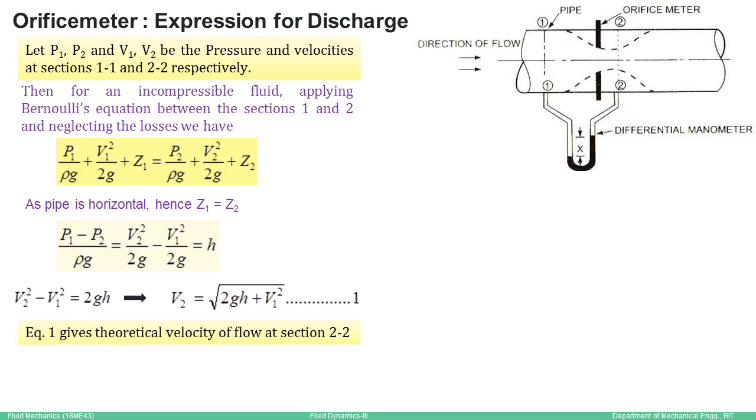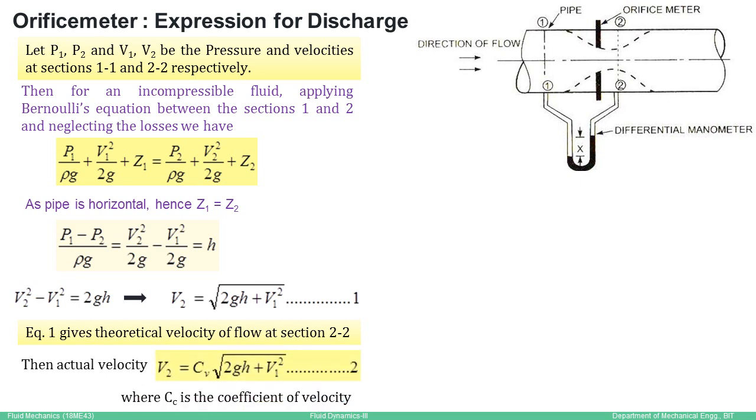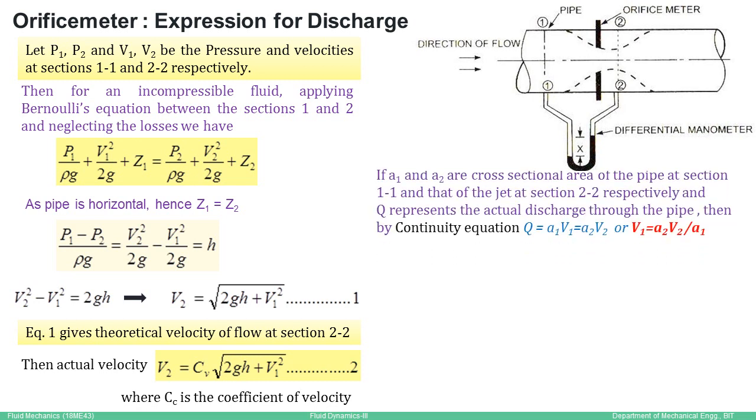And remember, this gives only the theoretical velocity of flow at section 2. Considering the actual velocity, there is a coefficient of velocity Cv, which is the ratio of actual velocity to the theoretical velocity. So V2, the actual velocity, is Cv into root of 2gH plus V1 square. Now considering the continuity equation, if A1 and A2 are the cross sectional areas at sections 1 and 2 respectively, remember A2 is the area at the vena contracta, it is not the area of the orifice.